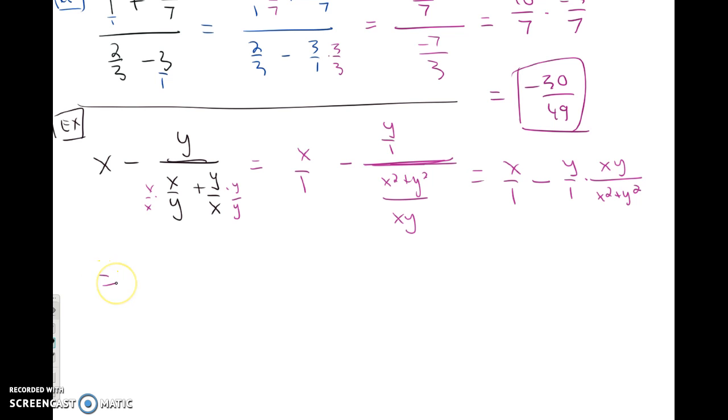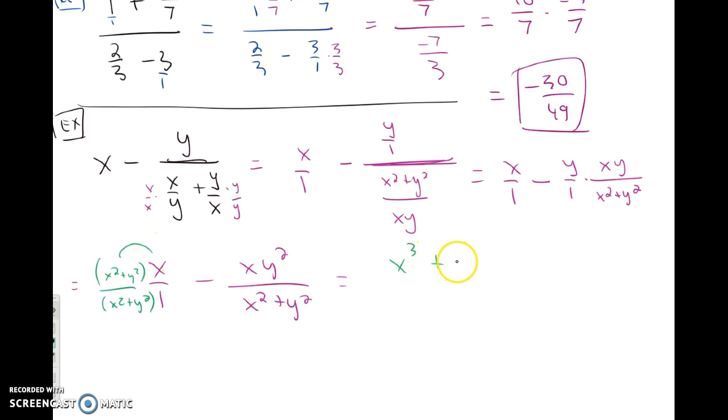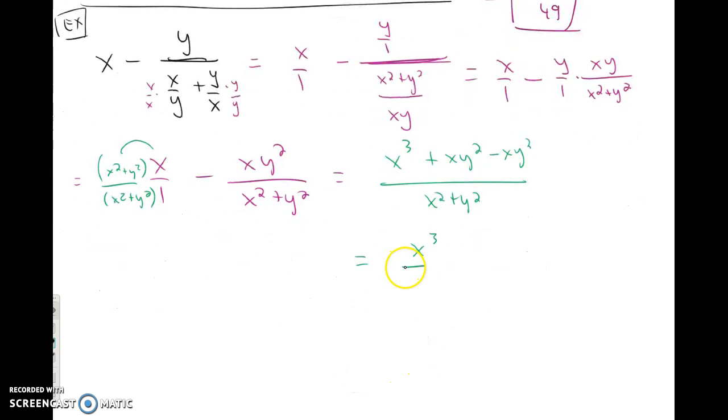All right. So now I have x over 1 minus xy squared over x squared plus y squared. Let's get a common denominator. I'm going to multiply this expression by x squared plus y squared over x squared plus y squared, getting a common denominator. And I get x, and distribute it, x cubed plus xy squared minus xy squared over x squared plus y squared, which gives me x cubed over x squared plus y squared.